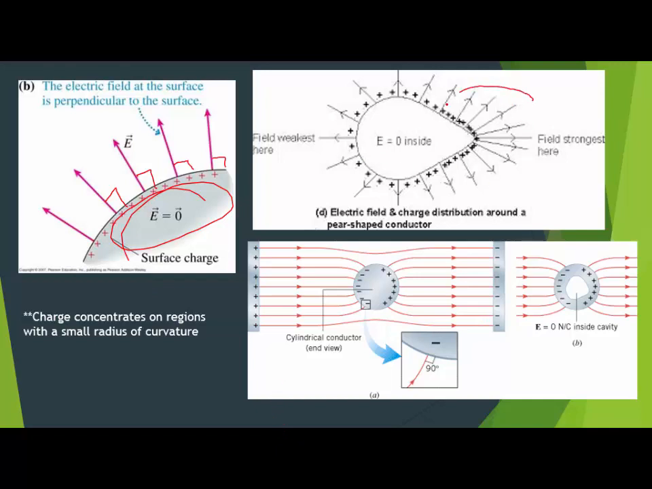We're going to talk more about this phenomenon when we get to potential, but it's important to understand that when you have a misshapen conductor, something that's not a perfect sphere, regions that have a smaller area, or a smaller radius of curvature, are where the charges like to concentrate. And that has something to do with electric potential, but when we talk about that, we'll revisit this idea. But that is all I want to discuss with you guys today.